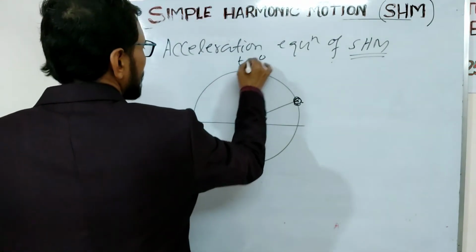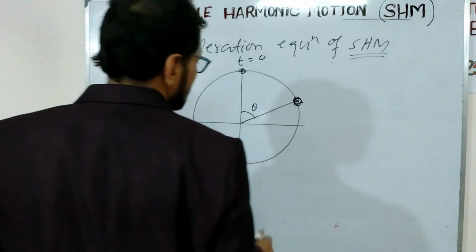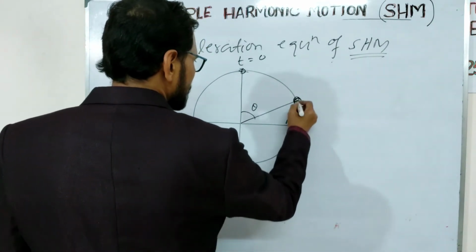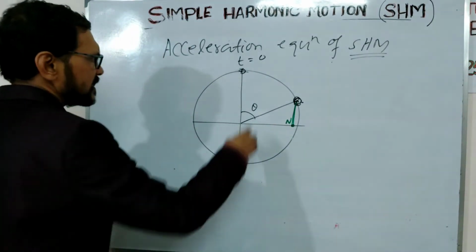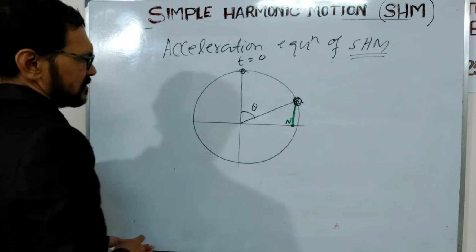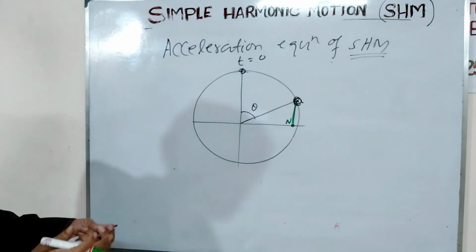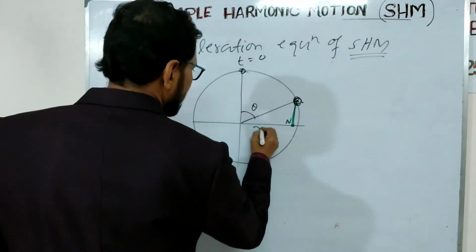So at t equal to 0, the particle is here, and it describes an angle theta in circular motion, and its foot is here. The foot of the particle along the diameter. We know that the foot describes SHM, and this particle describes circular motion. So theta. Now this is the x.